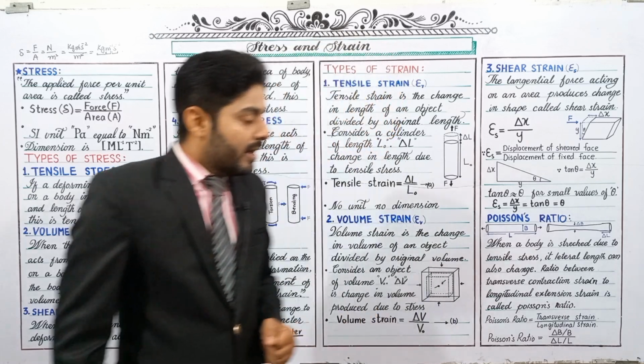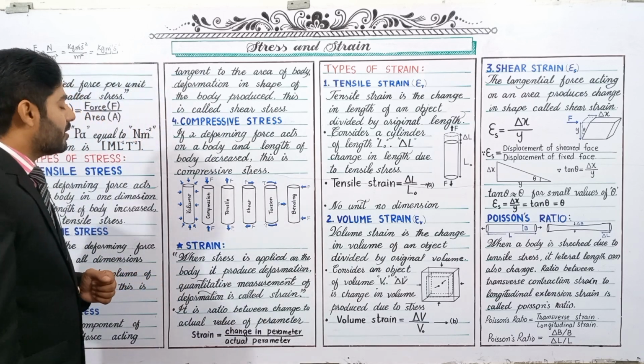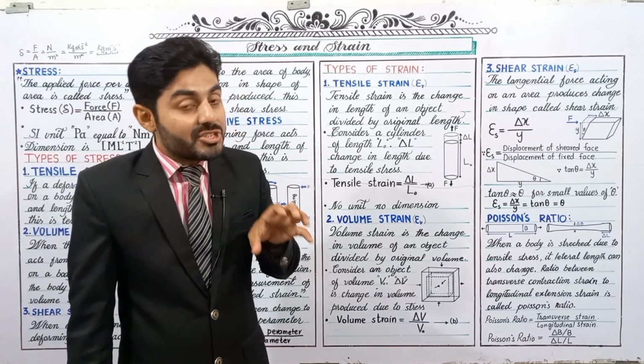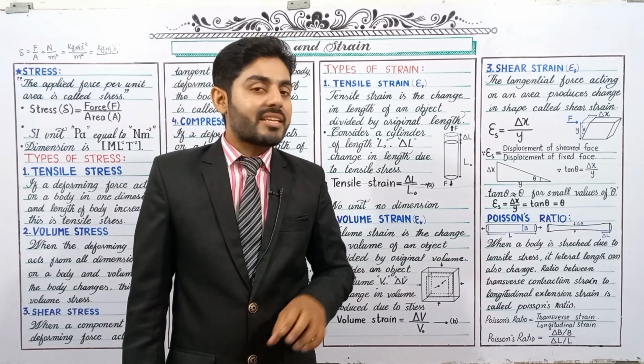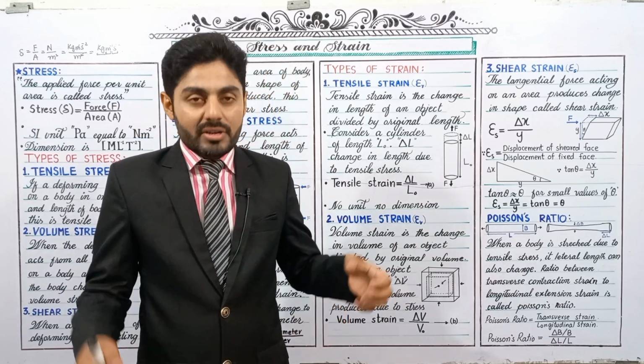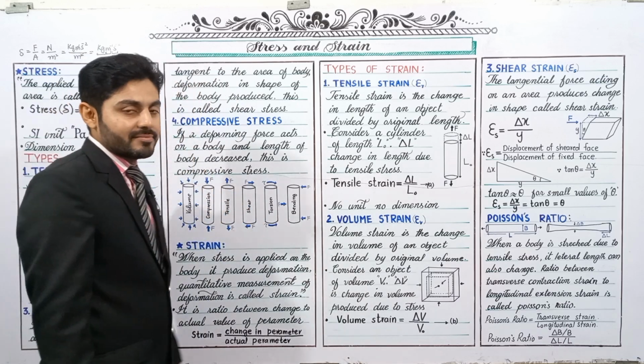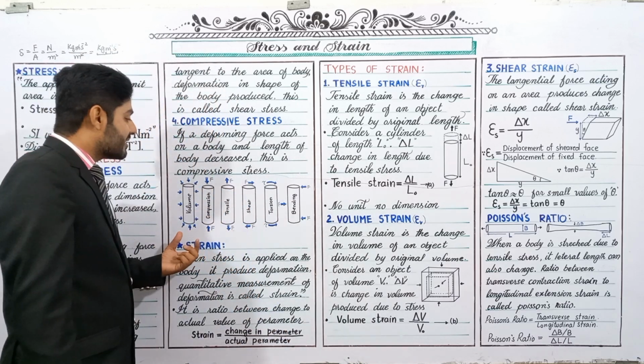Okay, now one more, that is compressive stress. If you apply stress on the body and there is a decrease in length, if the length of the body is compressed, then that kind of stress is called compressive stress. Okay, now we have some examples.